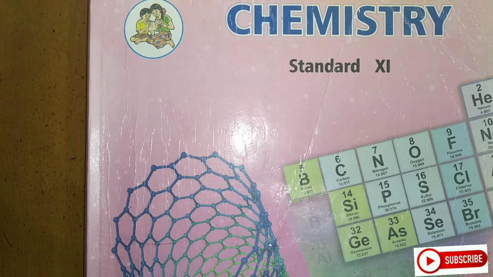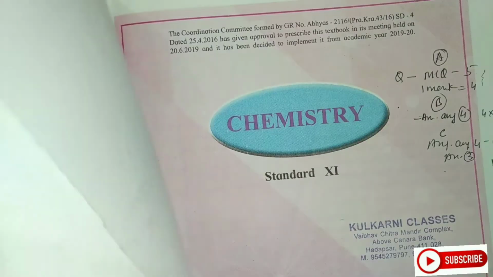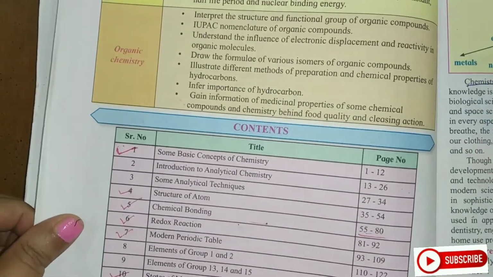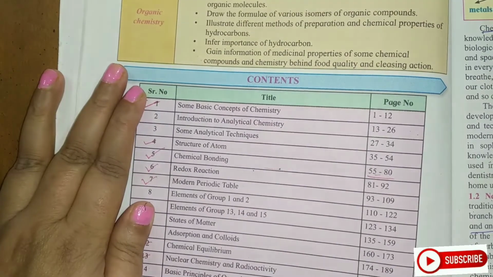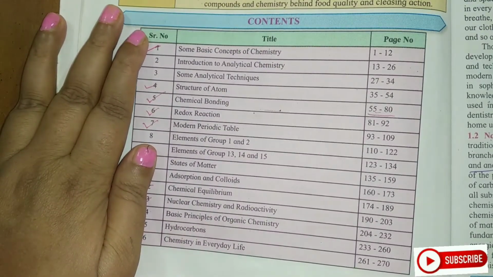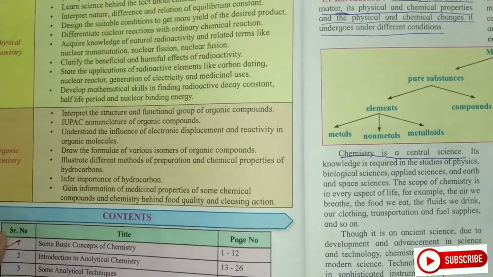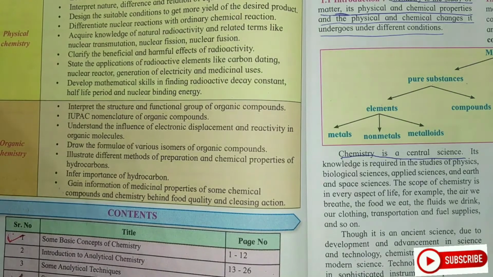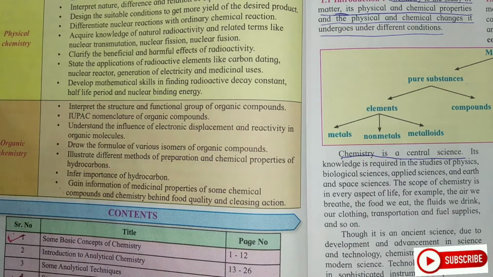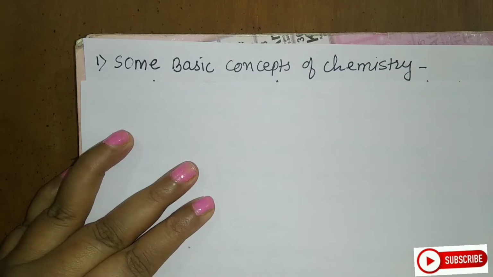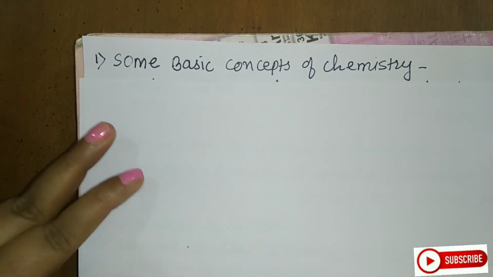What are those chapters? So you can see that there are nearly 16 chapters that you have to study in 11th, but out of that, what all important topics you must focus on, I'll be discussing those topics now. The first chapter in the syllabus is Some Basic Concepts of Chemistry.